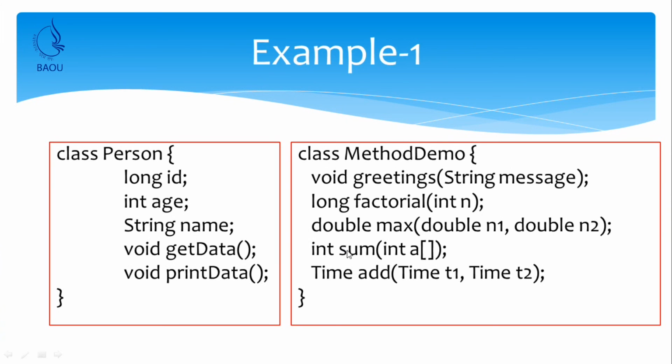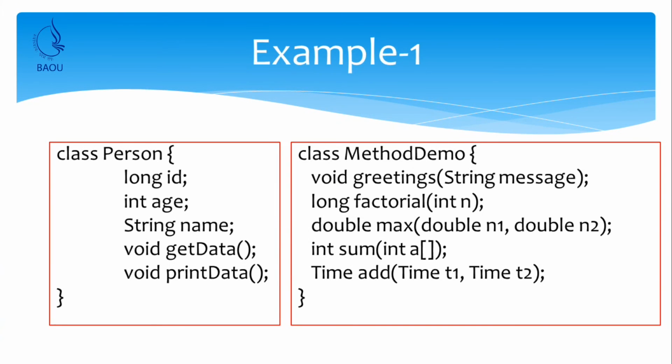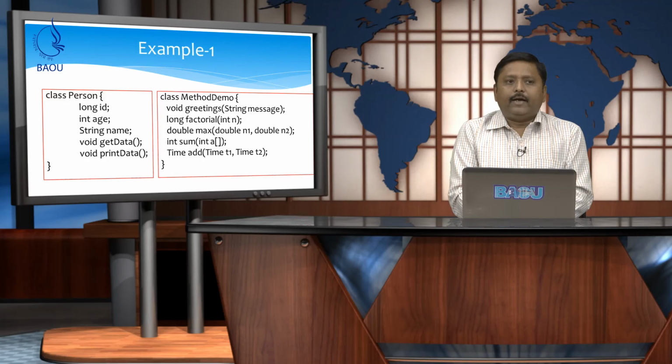And the last method we will write is an add method which adds two times, but this time t1 is an object and t2 is an object of type class time. So, this last method demonstrates that we can have an object as an argument as well as we can return an object also. So, we will write these methods inside NetBeans.